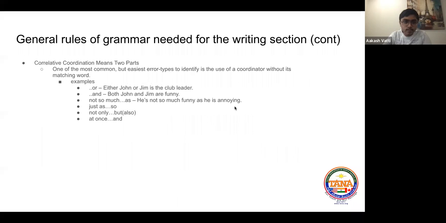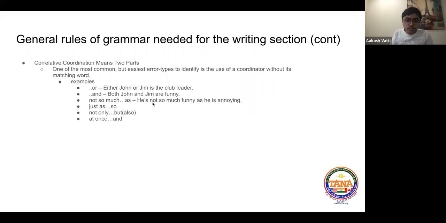Okay. So one more grammar rule, and then I'll answer questions. Correlative conjunctions means there's two parts. So one of the most common and probably the easiest error types to identify is the use of a coordinator without its matching word. So examples of this would be either/or, and not so much and as.